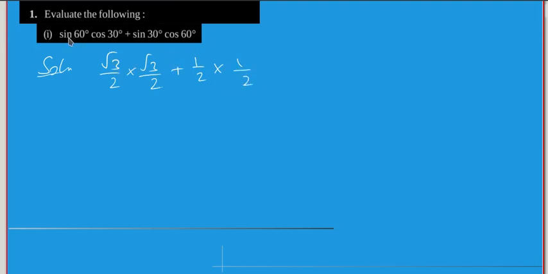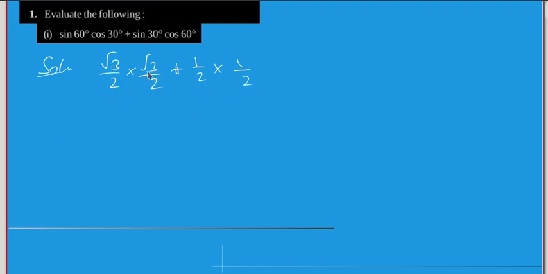So sin 60 becomes cos 30, and sin 30 becomes cos 60. So both of the values are equal. Now we'll multiply first. According to BODMAS, multiplication first, then only addition, no? So we should not add first. Always if more than one sign is coming, we should follow BODMAS. After multiplication only, addition will come. So let me multiply these two, and these two, and after that we have to add.